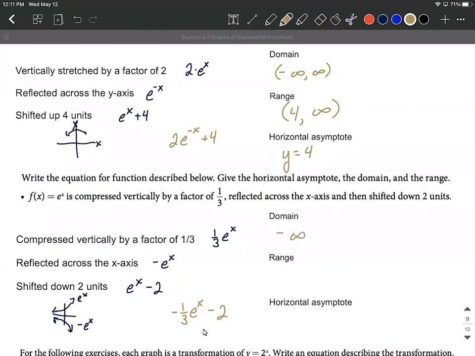The domain is always negative to positive infinity on these exponential functions. The horizontal asymptote is only affected by this vertical shift, so it's going to be at y equals -2. We do have to be careful about our range. That negative has flipped the entire thing upside down, and then it got moved down 2 units. So this graph is going to be below the horizontal asymptote. You can say it goes down to -infinity, and the highest value it almost gets to is that horizontal asymptote at -2.